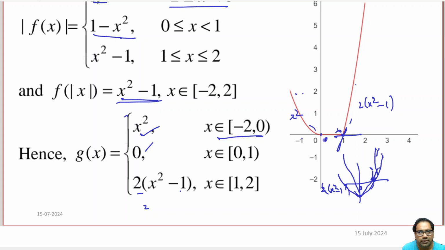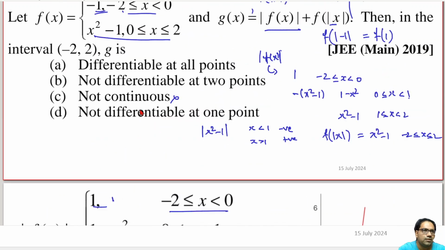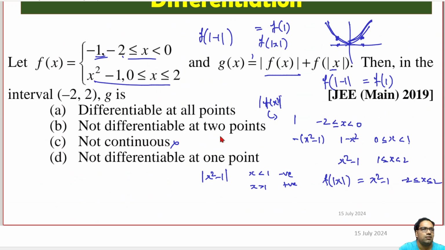So what about this point? At this point, the right side slope is 0, and the left side slope is also 0. What is the slope of x square? It is d by dx of x square, which is nothing but 2x. When x equals 0, the slope is equal to 0. So at this point, on both the left side and right side, the slope is 0. So at 0, it is differentiable. At 1, it is not differentiable. So it is not differentiable at 1 point. Right, guys?